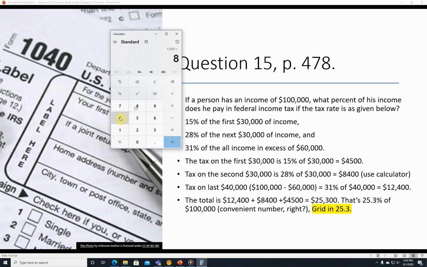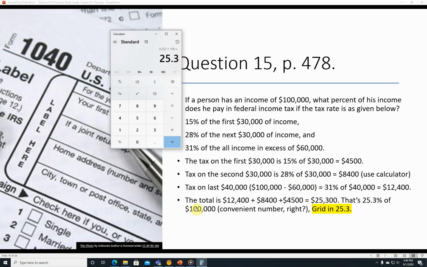So then we'll add the 8,400 from before, and then we're going to add this 4,500. And we get 25,300. Since the income is 100,000, they're asking what percent of his income does he pay in federal income tax. We just divide by 100,000, and we get 0.253. You can either figure out that that's 25.3% or multiply it by 100 to get the percentage if you like. Either way, you end up with 25.3. So just grid in 25.3.